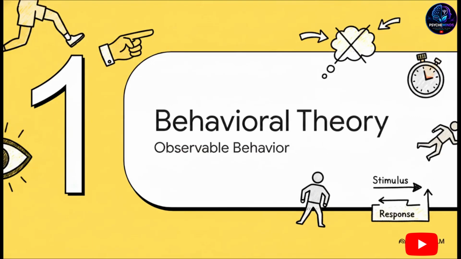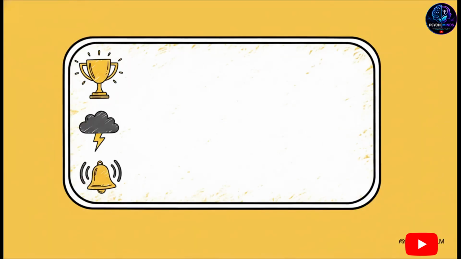Section 1. The behavioral theory. So this first perspective is incredibly fascinating because it looks purely at the outside world to explain our actions. It literally ignores what's going on invisibly inside your head, and instead it focuses strictly on observable behavior. Behaviorists believe that human behavior is learned purely through our interactions with the environment, specifically through rewards, punishments, and conditioning.